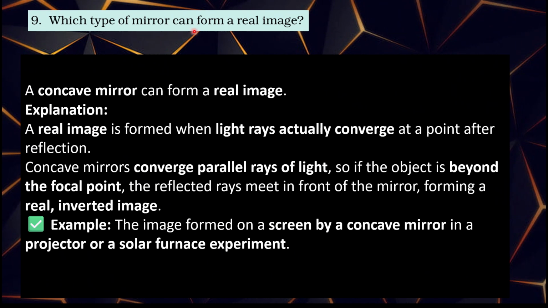Ninth one, which type of mirror can form a real image? A concave mirror can form a real image. Explanation: a real image is formed when light rays actually converge at a point after reflection. Concave mirrors converge parallel rays of light, so if the object is beyond the focal point, the reflected rays meet in front of the mirror, forming a real inverted image. Example: the image formed on a screen by a concave mirror in a projector or a solar furnace experiment.